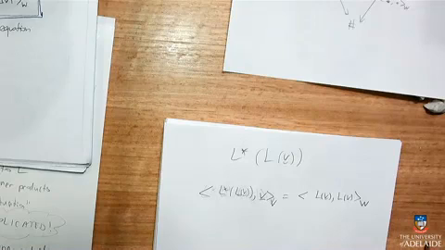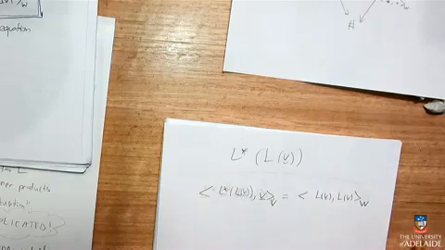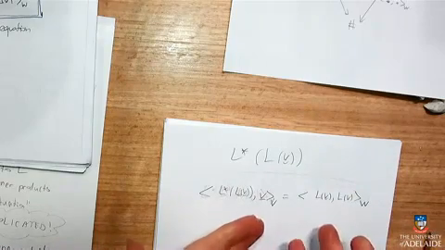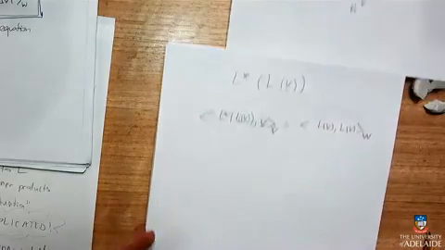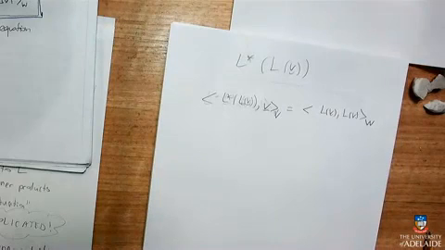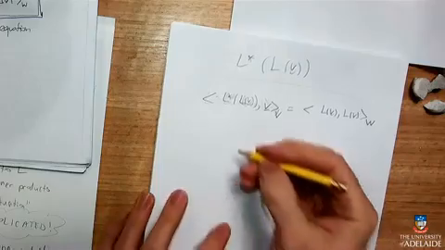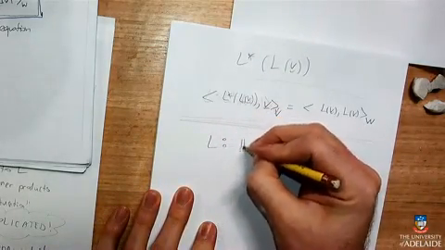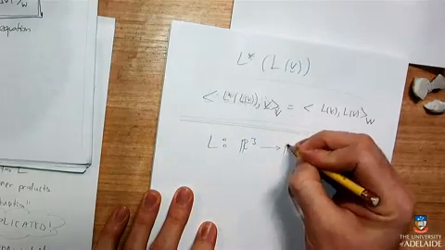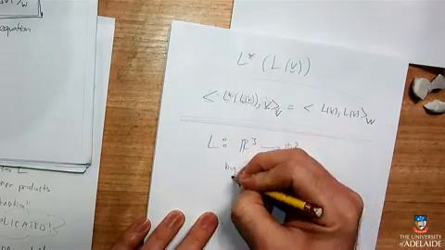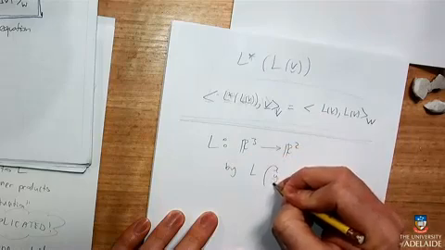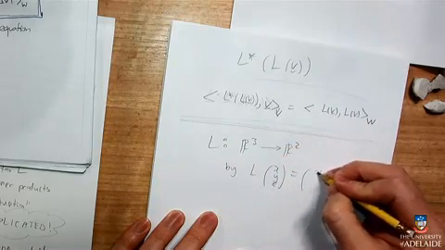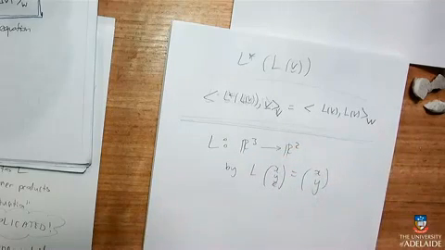All right, well, I unpacked the definition. I have a feeling about what the definition means. I would really love to try it on a really specific example. So if I just wanted to think about this, I'm going to do the most basic example I can think of and go L sends R3 to R2 by L of X, Y, Z is maybe X and Y, and we just wipe out the last coordinate.